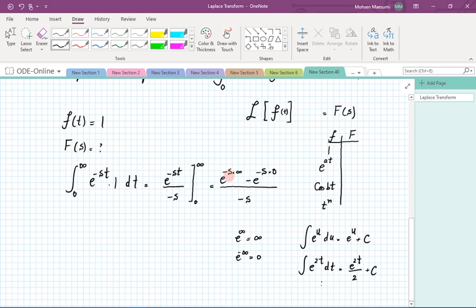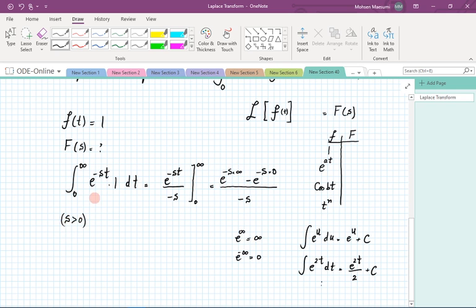If s is a positive number, then I have exponential of minus infinity, and this portion becomes 0. If s were a negative number, then I'll have exponential of positive infinity, and I'll have infinity again, and that's not going to be easy to handle. So what we are going to do is to make a restriction that s has to be positive.